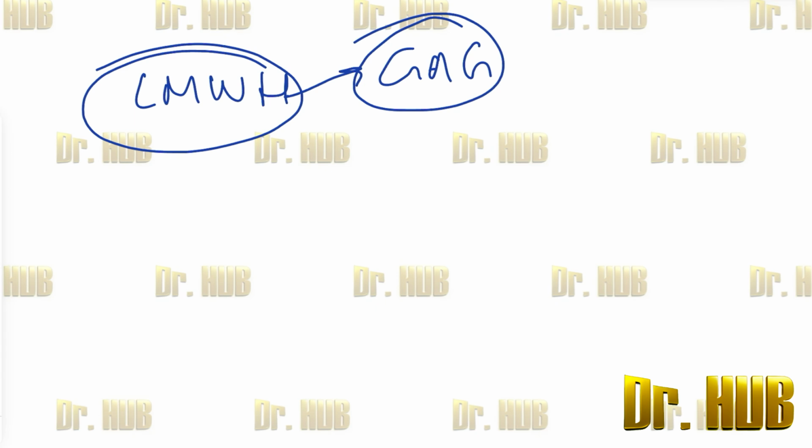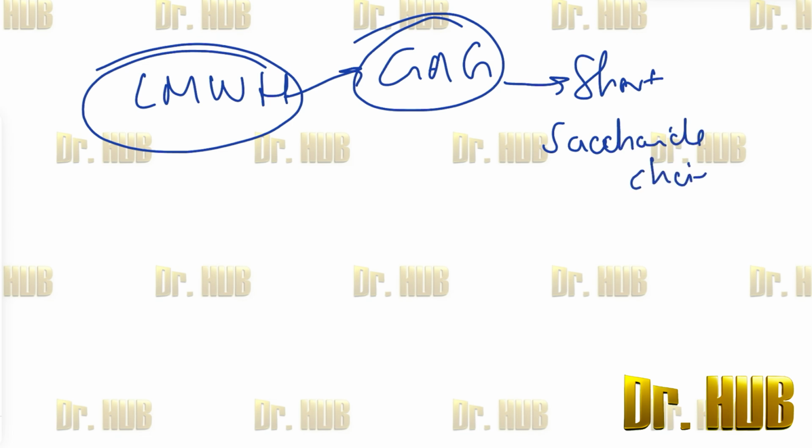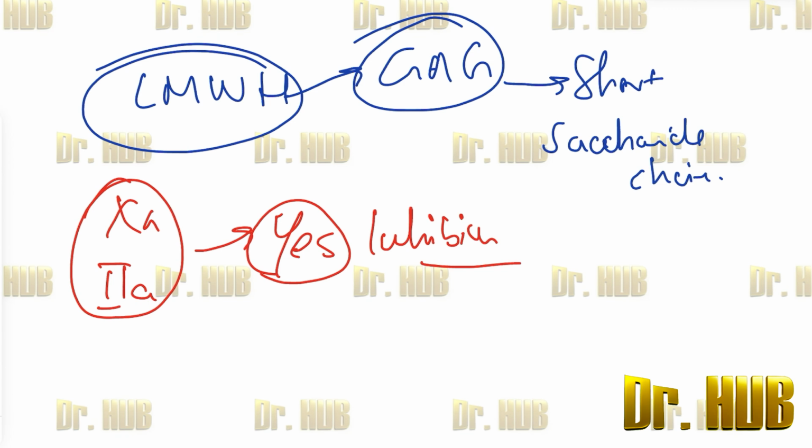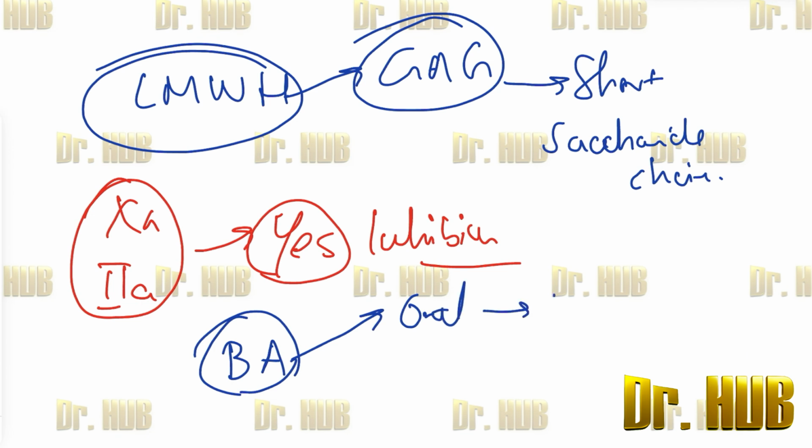Next, moving on to LMWH. LMWH, as we know, is low molecular weight heparin. Here again it is a GAG, a glycosaminoglycan, and it contains short saccharide chains. Then talking about the 10A as well as the 2A inhibition, the answer here is yes, there is inhibition. Next, what about bioavailability? In case of oral, it is not absorbed, and in case of subcutaneous, it is going to be good.